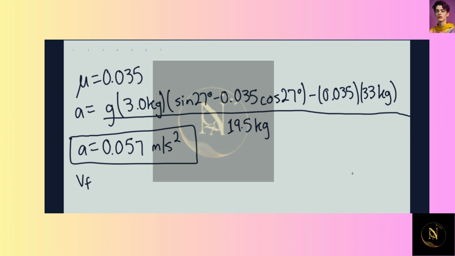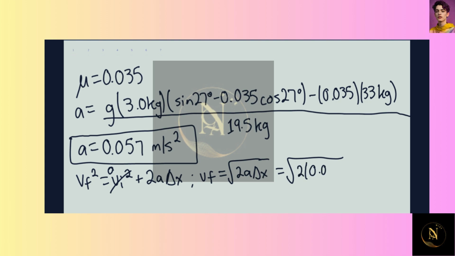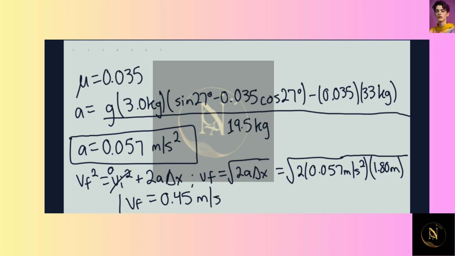So we can say velocity final squared equals velocity initial squared plus 2 times the acceleration times delta x. Velocity initial we know is going to be 0 because it's starting from rest. And so our final velocity would be equal to the square root of 2 times a delta x. This would equal 2 times 0.057 meters per second squared multiplied by 1.80 meters. And we find that velocity final here would be 0.45 meters per second. So this would be our final answer for the final velocity.